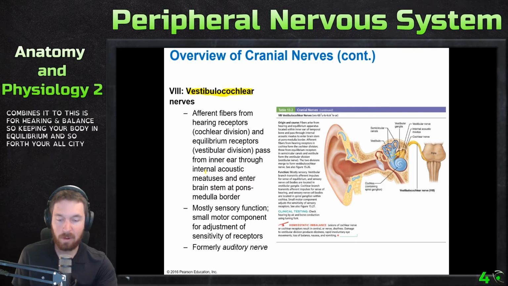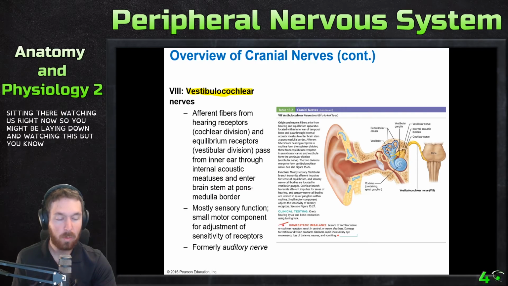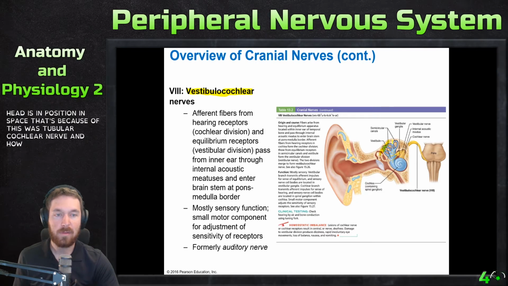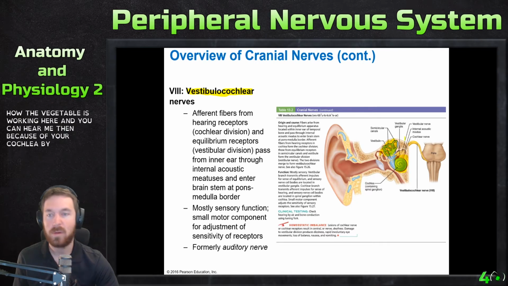You're all sitting there watching this right now. Some of you might be laying down and watching this, but you know where your head is in position in space. That's because of this vestibulocochlear nerve and how the vestibule is working here. And you can hear me then because of your cochlea, I hope.